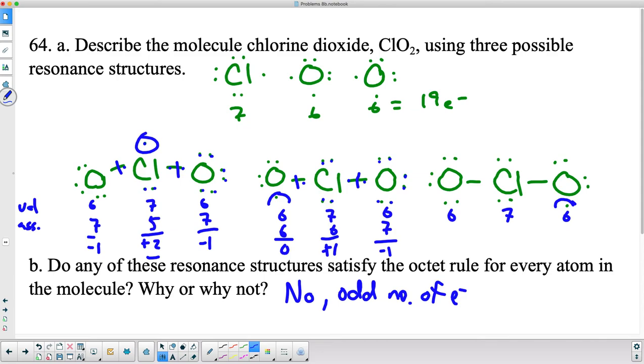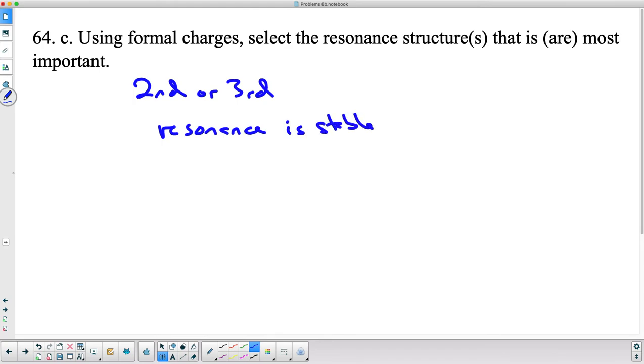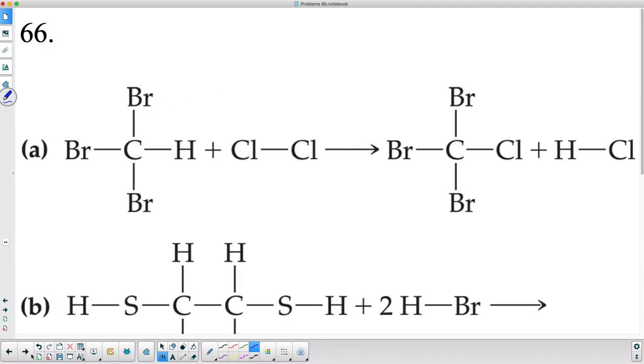Because this is going to be 7, this is going to be 6, and this is going to be 6, this goes to 0, this goes to a +1, and this goes to a -1. So either one of these, the second or third resonance structure, is stable, or at least more stable. So the most important, this is a good one.